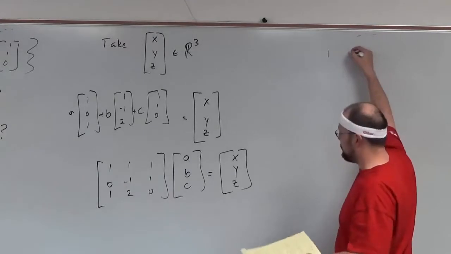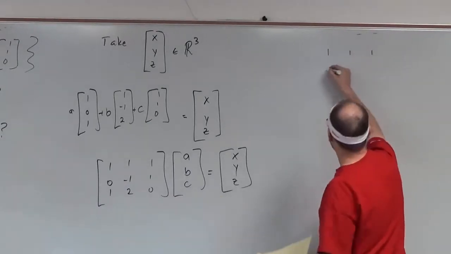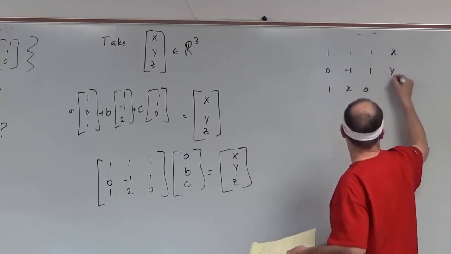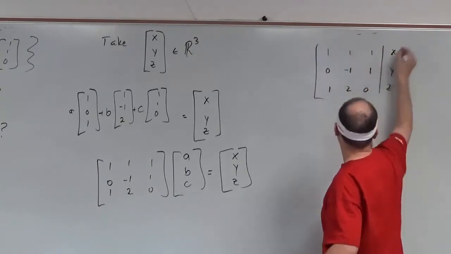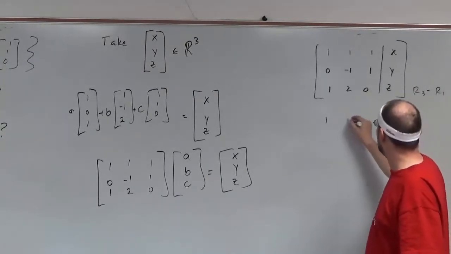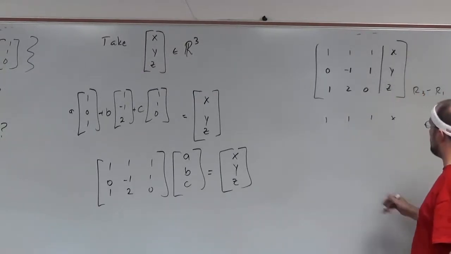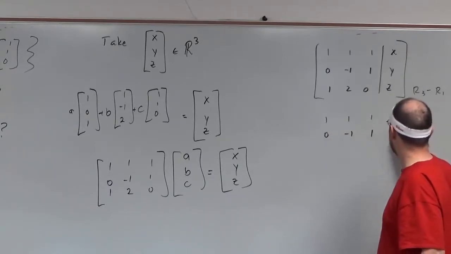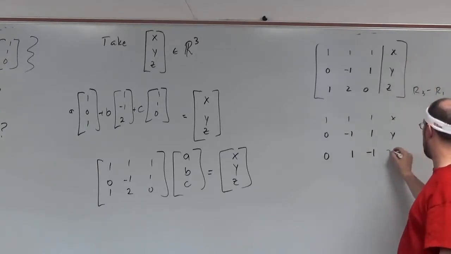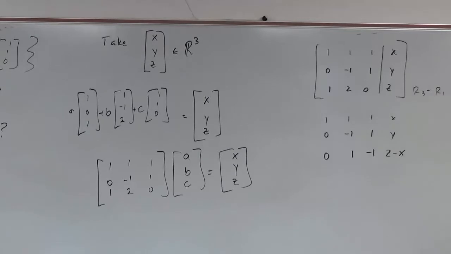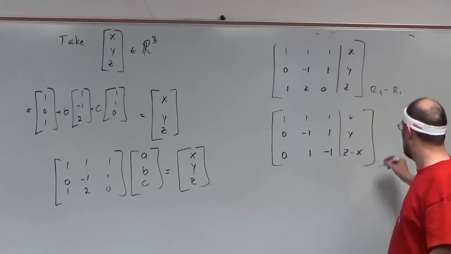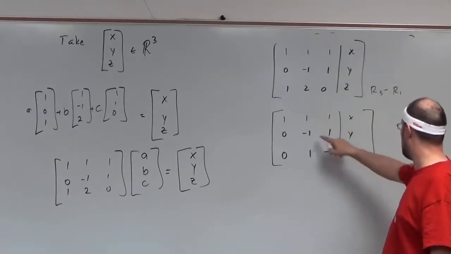So probably augment the matrix here with the right-hand side and start row reducing. Of course, I've got to carry the row operation through, including the last column. So here I would have z minus x. And then I'll just use this to zero these guys out.